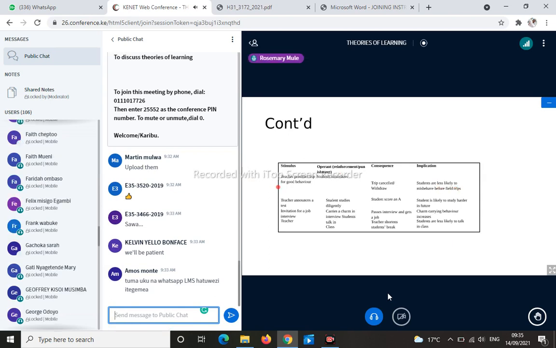So here we have the stimulus is that the teacher promises trip for good behavior, but if a student misbehaves, the trip is cancelled or withdrawn, and therefore the implication here is that students will not misbehave before they undertake the trip.